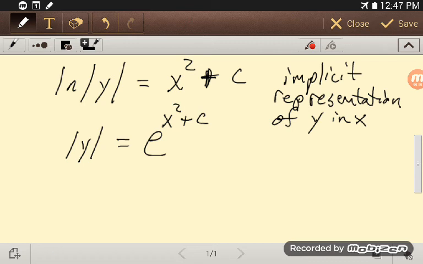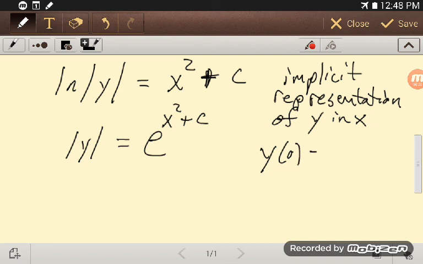Okay, and now at this point, this is where, notice, the absolute value matters a lot. A lot would come from our initial condition.